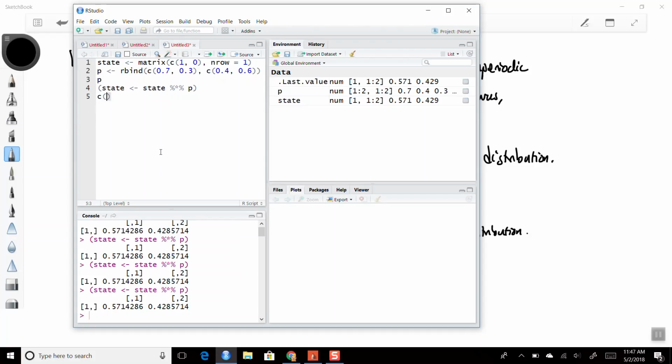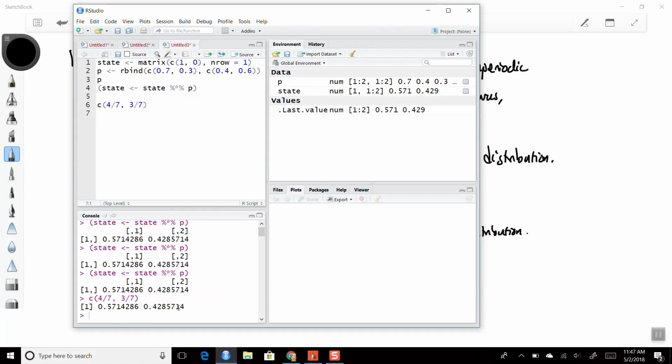And we can compare this to what I said was the stationary distribution of 4/7, 3/7, okay? And 4/7, 3/7 is exactly that. Is that all right? Okay.